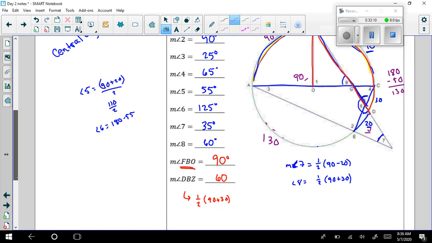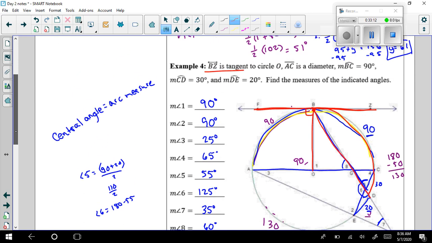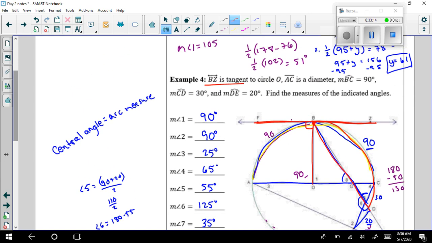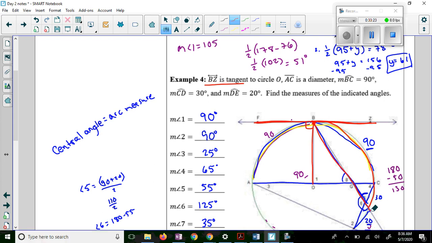Okay. And so I know that's a lot of work, but it's using and applying those rules to work your way around the circle. I apologize for the long video. Hopefully you listened and got something out of it. Have a good day.